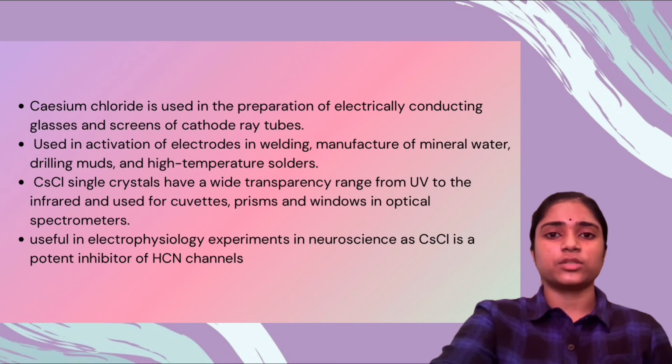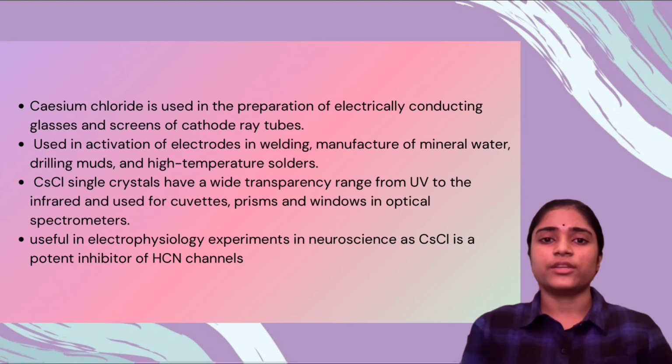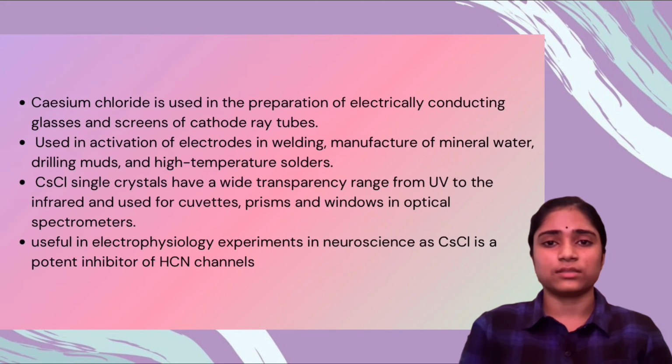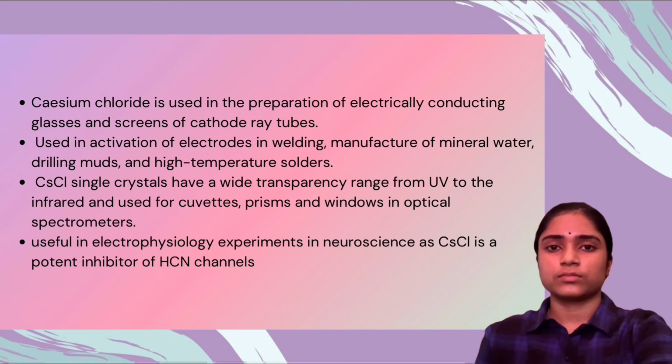Next, it is also used in activation of electrodes in welding, manufacture of mineral water, drilling muds and high temperature solders. Additionally, it is used for cuvettes, prisms and windows in optical spectrometers, because cesium chloride single crystals have a wide transparency range from UV to the infrared. Last but not least, it is used in electrophysiology experiments in neuroscience, as cesium chloride is a potent inhibitor of HCN channels.